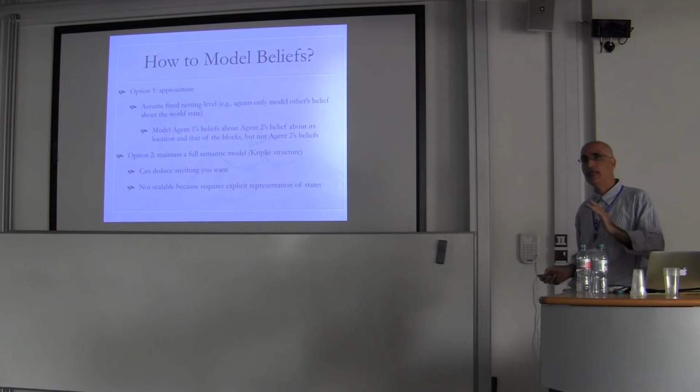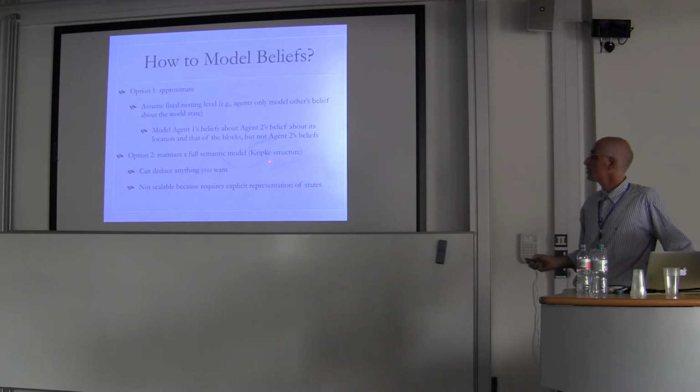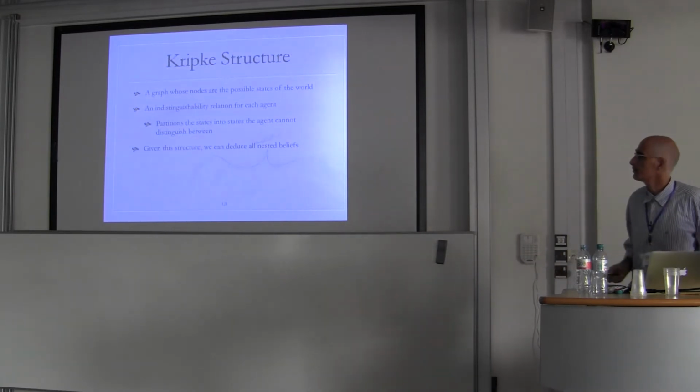I can answer any query about any chain of beliefs about the agents. Problem is, I'll show you what a Kripke structure is, because it's a very fundamental notion, but problem is it's not very scalable, because it requires an explicit representation of the states. So you need a model that explicitly represents all the states and some relationship between them. So what's a Kripke structure?